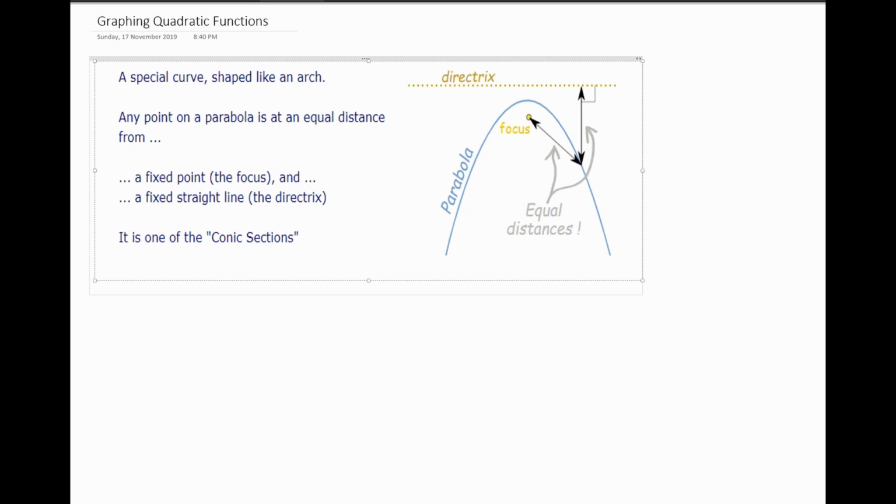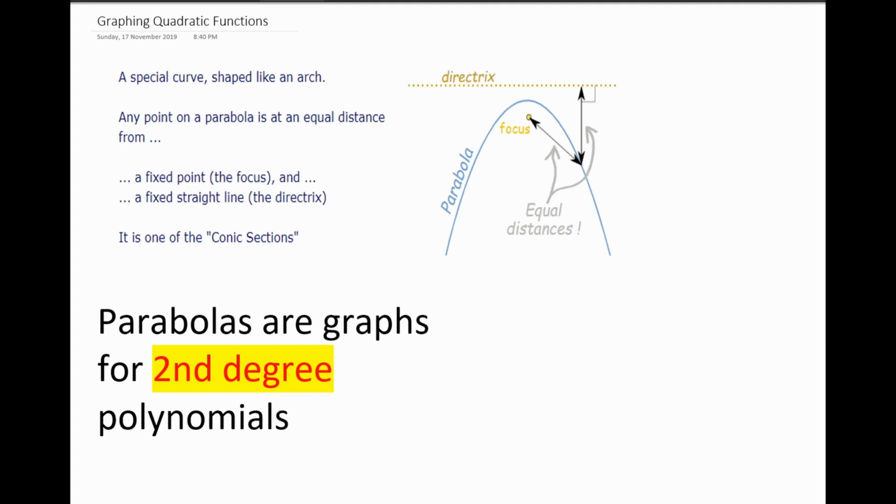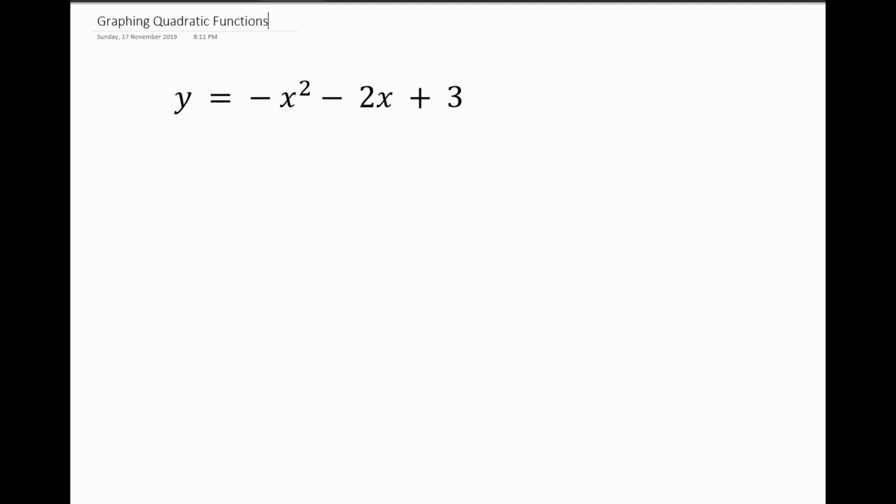So why am I defining what a parabola is? The reason is that parabolas are graphs for second degree polynomials. So for your quadratic functions, mostly the graphs that you will see are parabolas. So let's have a sample here. We have y is equal to negative x squared minus 2x plus 3.